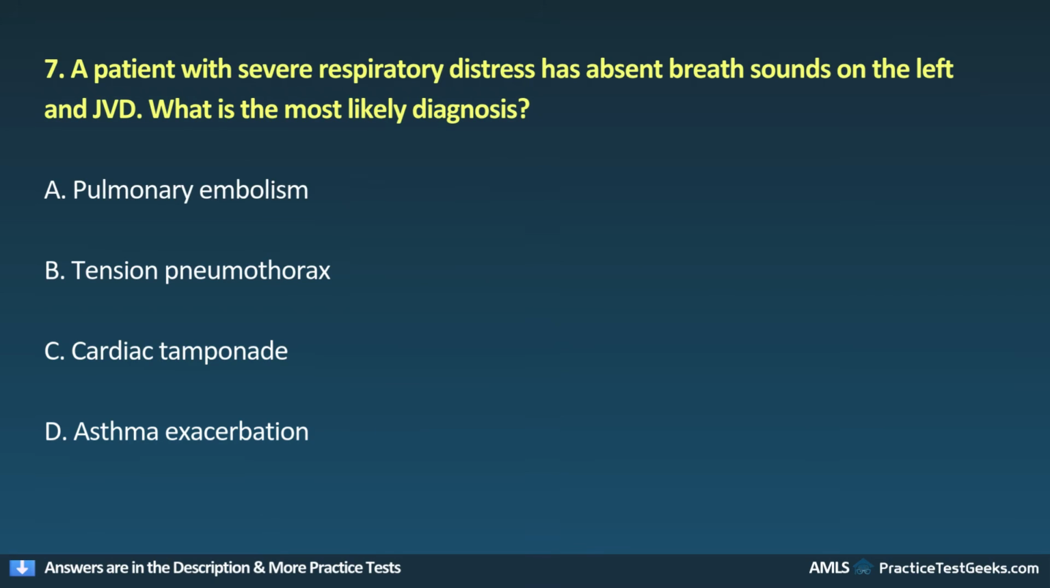7. A patient with severe respiratory distress has absent breath sounds on the left and JVD. What is the most likely diagnosis? A. Pulmonary embolism. B. Tension pneumothorax. C. Cardiac tamponade. D. Asthma exacerbation.